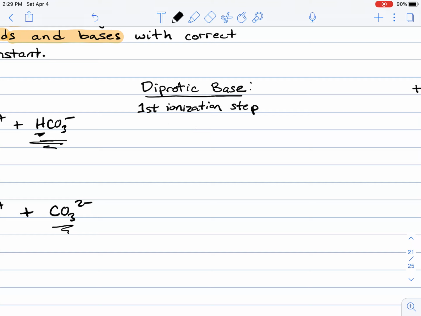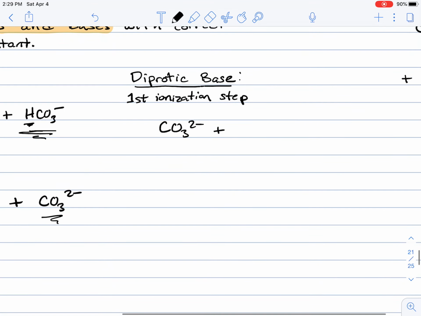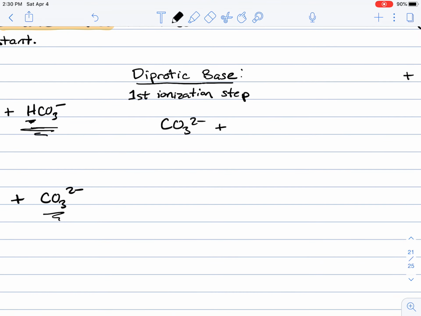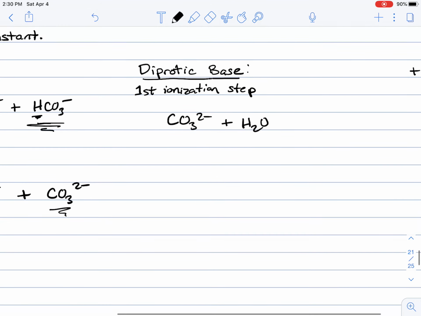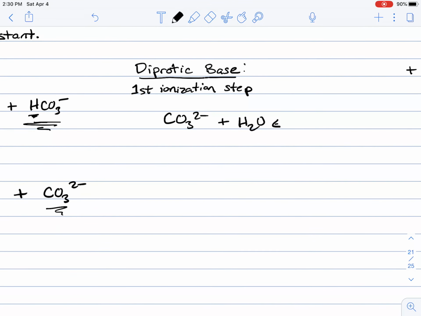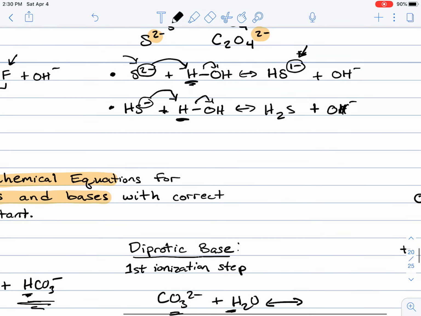For this substance, carbonate. Now, whenever we are working with a base, you always want to include water in the chemical equation, just because that's a source of the ionization. And what's going to happen is that one of the hydrogens is going to be transferred over to carbonate, very similar to the mechanism that I showed you above.